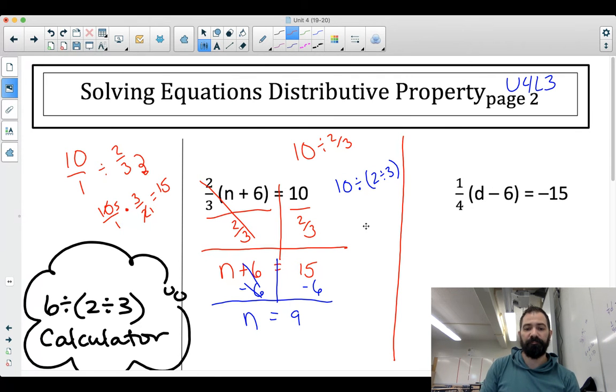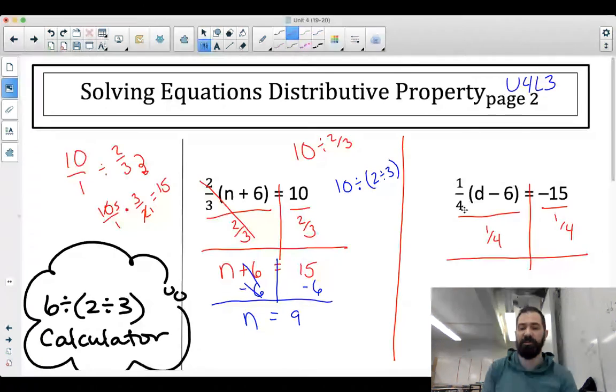Let's check another one. See if you can pause the video and use this example to solve this problem using division. We're going to divide by 1/4 on both sides. Pause the video, see if you can come up with that answer. Figure out what the value of D is.